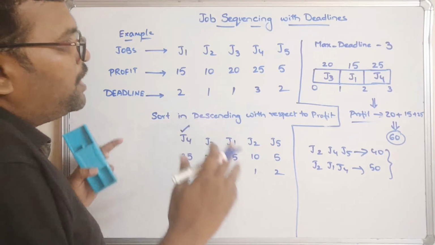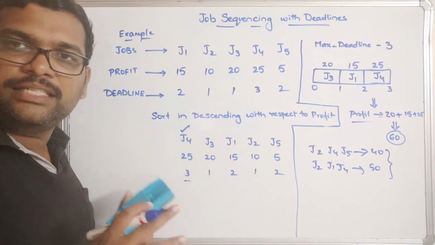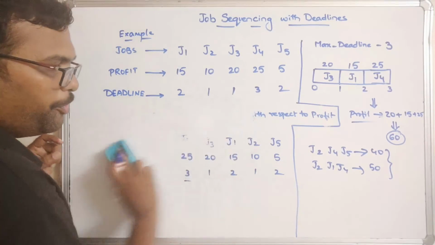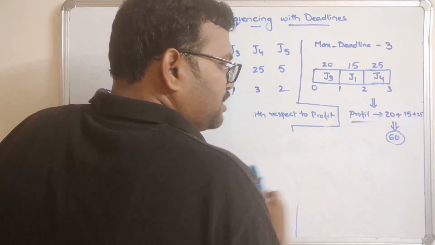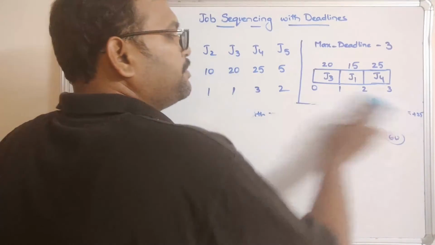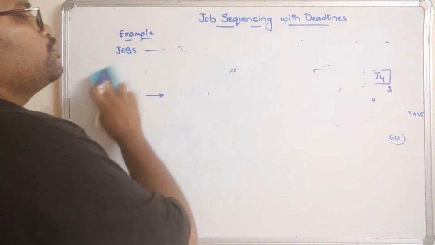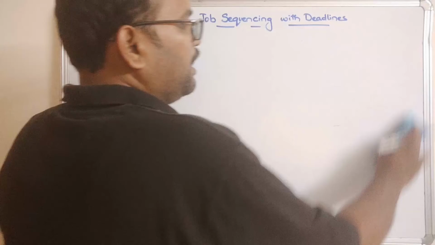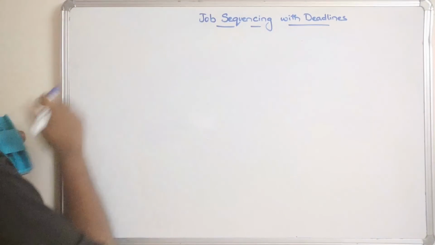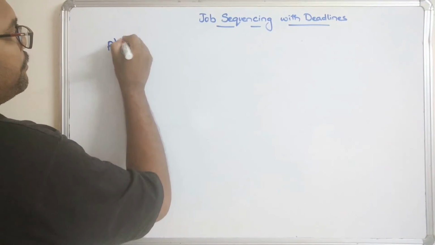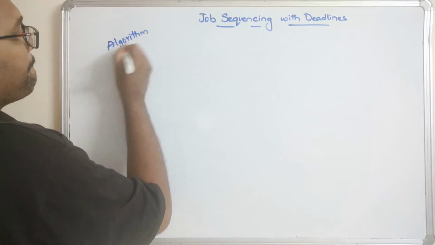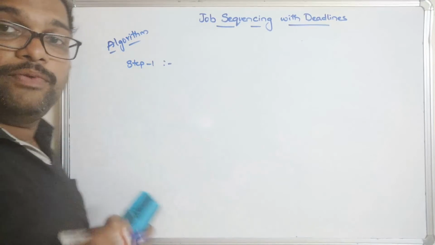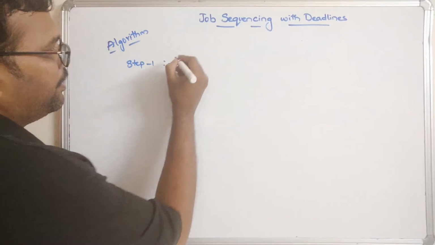Okay, so this is how we can solve the job sequencing with deadlines problem. Okay, now we'll go with the algorithm. Hope you understood this one. So take a few more jobs. Let us take some 10 jobs and try to solve the problem so that you will be understanding more, right? So now I will write the algorithm and I will wind up. Okay, so algorithm. So step 1. What is step 1? We need to find out the maximum deadline.